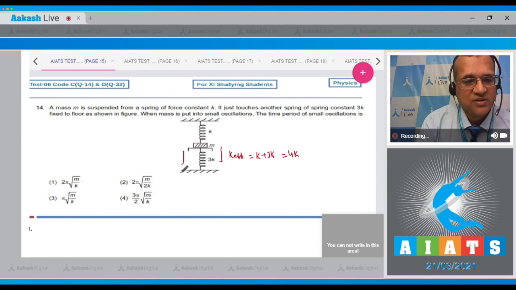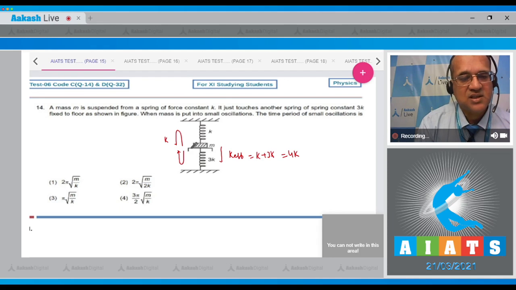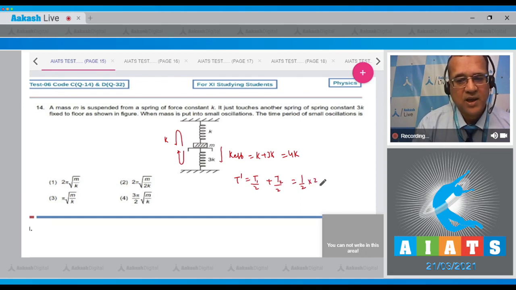And this continues for half of the oscillation. When it reaches this point, the lower spring will get separated. So in the other half, only k will be effective, only this spring. That means half the oscillation is with this spring constant and half the oscillation with the other spring constant. Therefore, the total time is half for this one and half for that one. T for this one is equal to 2 pi root of m by 4k, and for the other it is equal to 2 pi root of m by k.